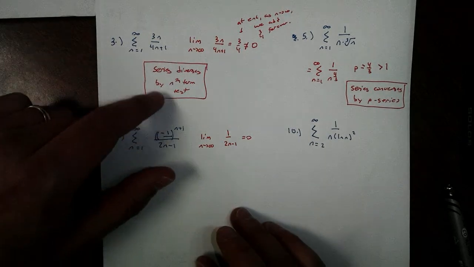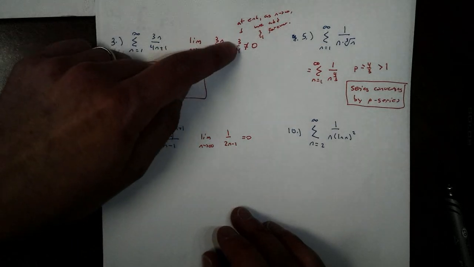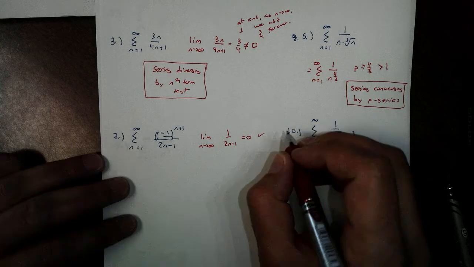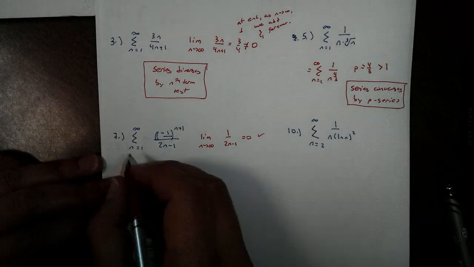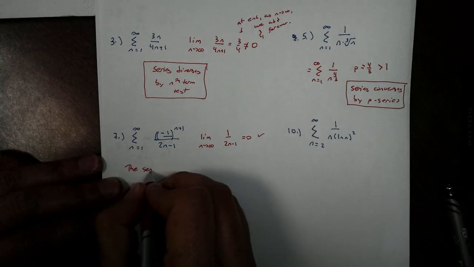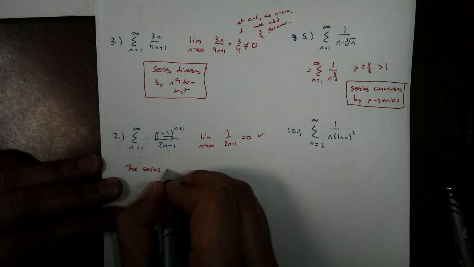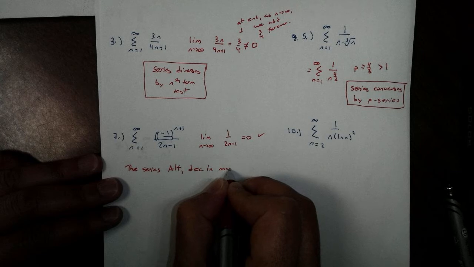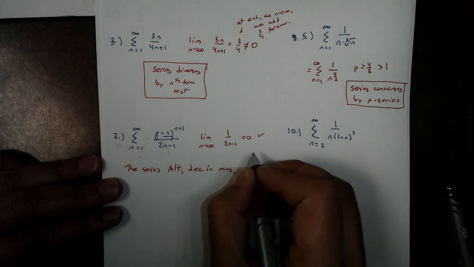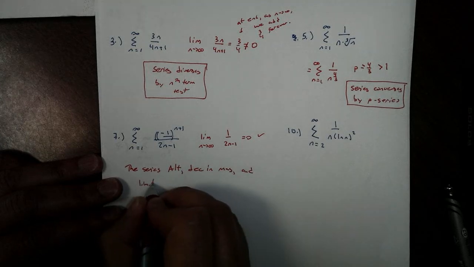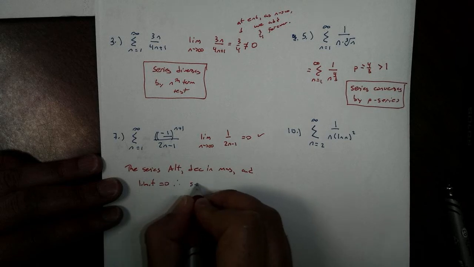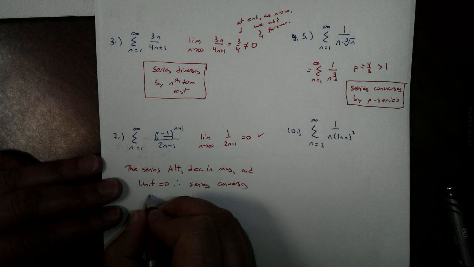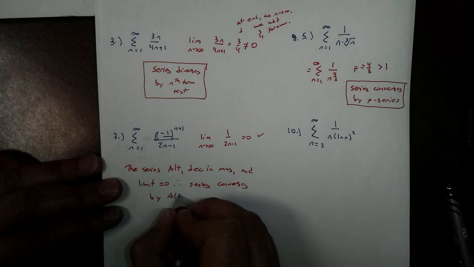Now, in nth term, we don't want it to be 0. But for alternating series, we do want this to be 0. So we would say our mantra: the series alternates, decreases in magnitude, and we just found the limit does equal 0. Therefore, the series converges by the alternating series test.